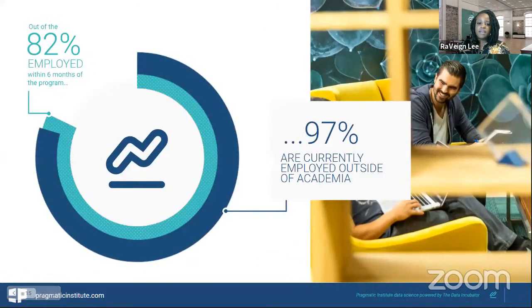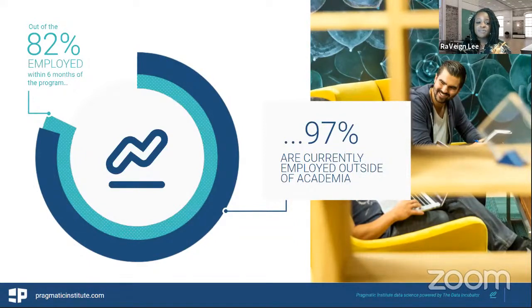All right, so moving right along, employment rates. A big component of our program that we really pride ourselves in is helping our students not only grasp data science concepts, but also getting placed in that field. Our analyst program is brand new, so we don't have any data yet there, but for our data science fellowship program, 97% of the students that go through our program are currently employed outside of academia, and 82% are employed within 6 months of completing the program.